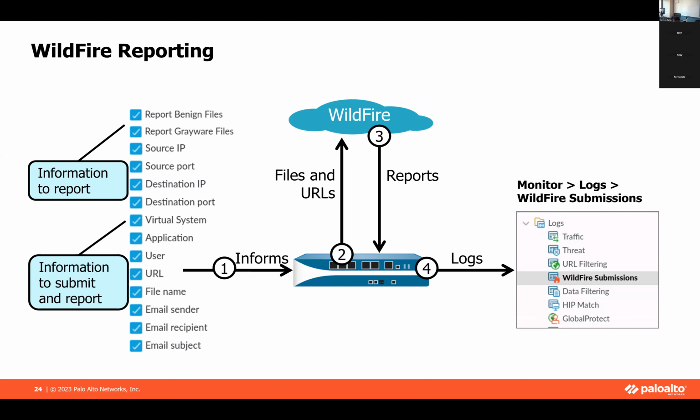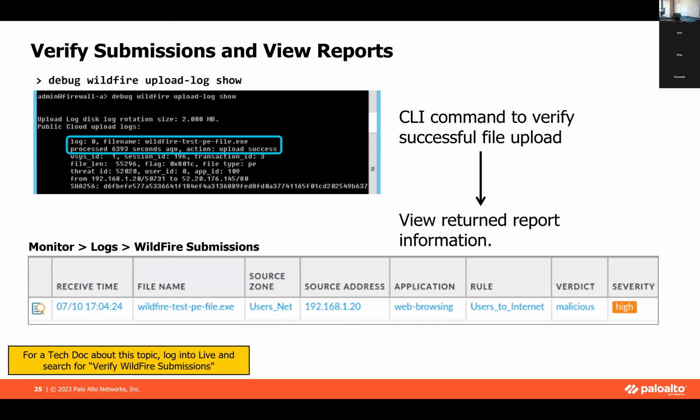All right. In terms of the report that you send up to Wildfire, you can determine what information you're willing to report. So you can select any of this here. It's going to send that information along with the file or URLs you tried to click on. It'll send those reports back from Wildfire and submit them into your logs within the Palo Alto. And again, you can review those submission logs.